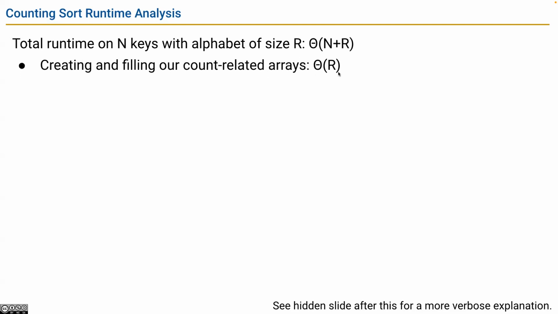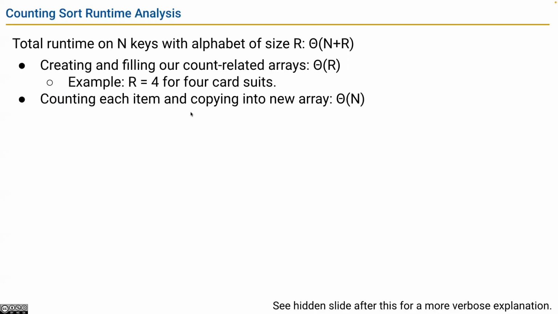I think about it this way: we create and fill these count related arrays, the counts, then the cumulative sums. So if we had 4 card suits, R was 4. And then we're going to count each item, and then also later we have to copy into a new array. I have a hidden slide after this if you want to count literally every single step, but this is the basic idea.